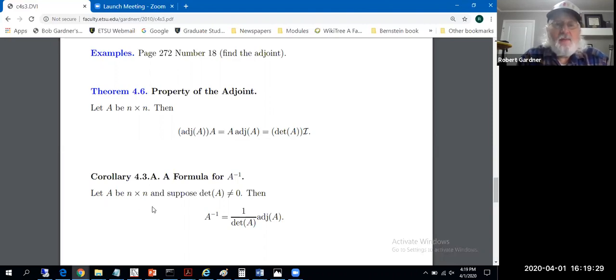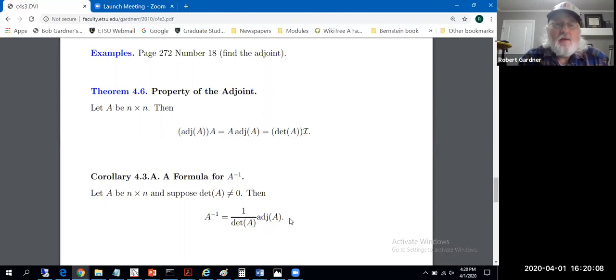If A is an n by n matrix and its determinant is non-zero, what do you know about matrices with non-zero determinants? They're invertible, as we stated at some point in, I think, the previous section. So we had A is invertible if and only if the determinant of A is non-zero. So if we assume the determinant is non-zero, then we know from previous experience that A is an invertible matrix. And here's a formula for the inverse of matrix A in terms of adjoints. The claim is A inverse is 1 over the determinant of A times the adjoint of A.